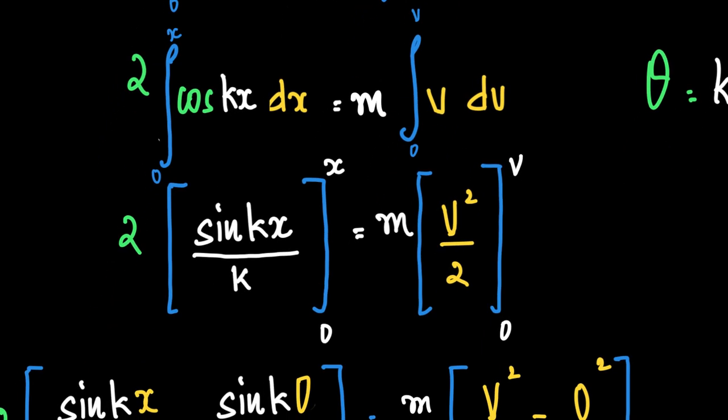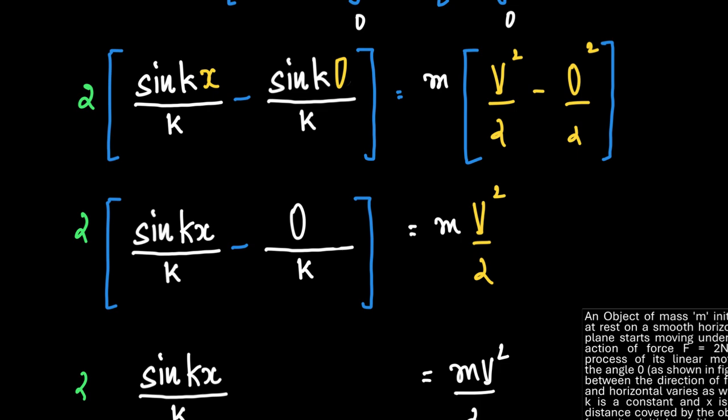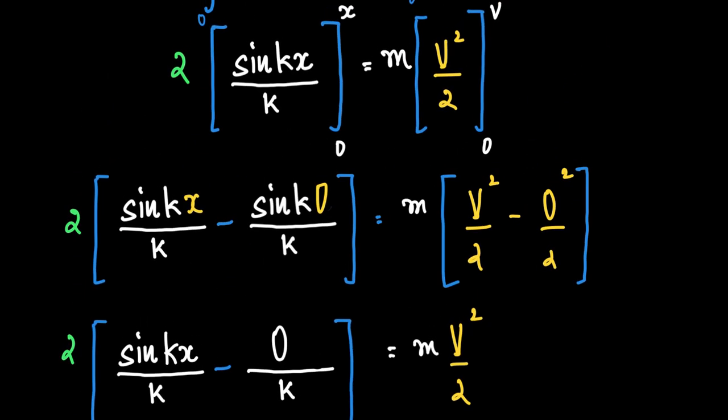Now, the integral of cos x is sin x, so the integral of cos kx is sin kx upon k, with the limit varying from 0 to x. The integral of v is v square by 2, varying from 0 to v. If you apply the limits, we get sin kx at the upper limit minus sin 0 at the lower limit. Sin 0 is 0, so this entire term becomes 0. On the RHS, v square by 2 minus 0 square by 2, so that term also becomes 0.